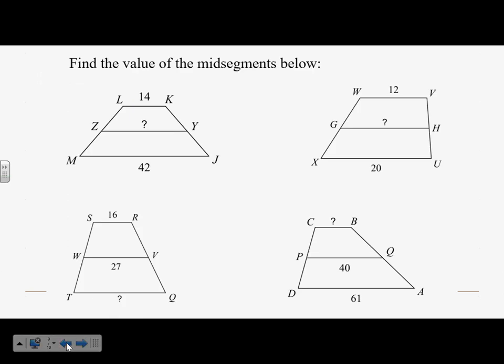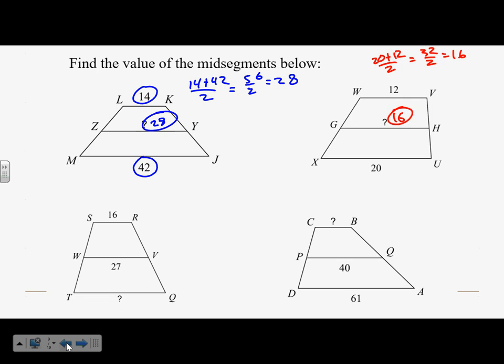So these first two shouldn't be too bad. 42 and 14. 14 plus 42 divided by 2. 14 plus 42 is 56. 56 divided by 2 is 28. So this length is 28. Not too bad. Same thing over here. 20 plus 12 divided by 2 is equal to 32 divided by 2, which is 16. Not too bad. Just finding the average of those.